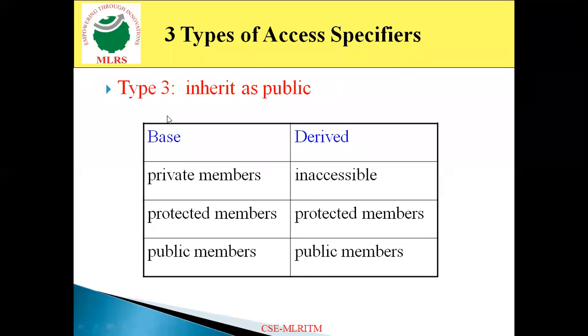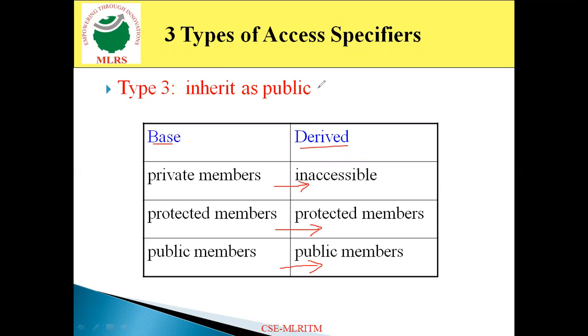Then come to the last one, which is public. What happens when we derive a new class in public mode? Again, same thing: there are two classes, base and derived, and three sections: private, public, and protected. As usual, the private members of the base class will never be accessible from the derived class, so they are inaccessible. The protected members of the base class will come under the protected members of the derived class, and the public members of the base class will come under the public members of the derived class.